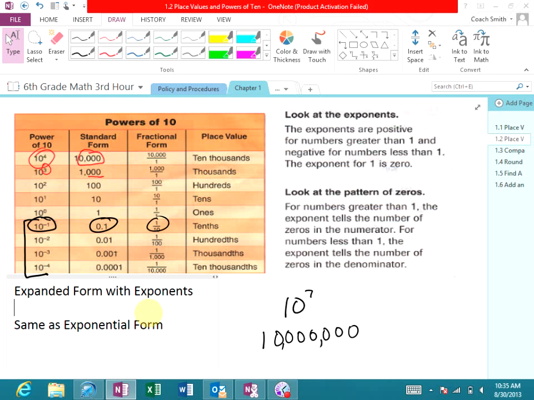Now it says, look at the pattern of zeros. For the numbers greater than 1, the exponent tells the number of zeros in the numerator. Top number, numerator. Then it says, for numbers less than 1, the exponent tells the number of zeros in the denominator. Let me erase this right here.